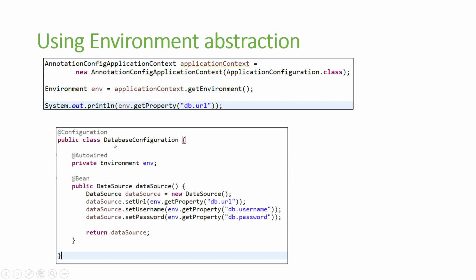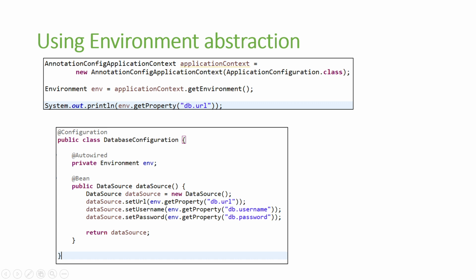The other way is, let's say you want to inject the environment object into a Spring component. Here also this is possible. I can use @Autowired, and Spring will automatically inject the environment object. Using the environment object, again I can get different properties like this. Here I am getting three different properties: db.url, db.username, db.password. Okay, so this is how we can use the environment object.